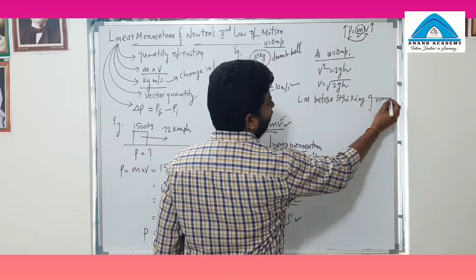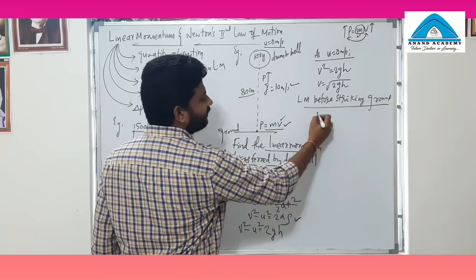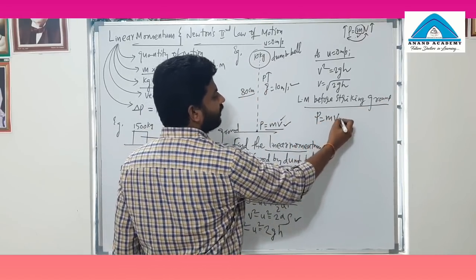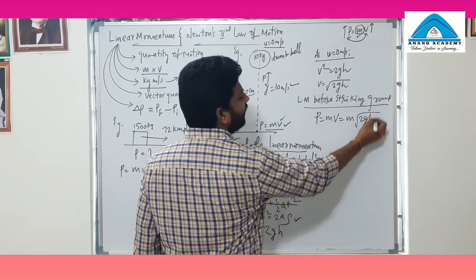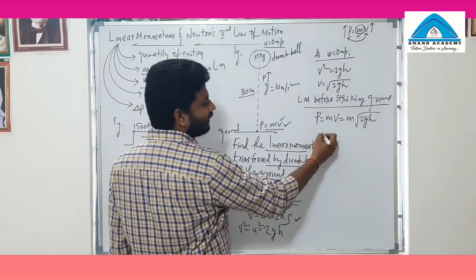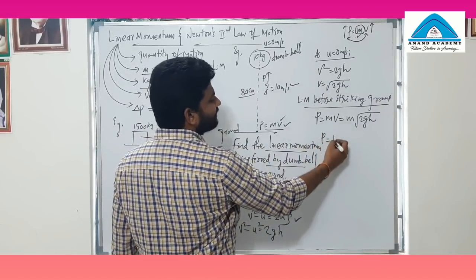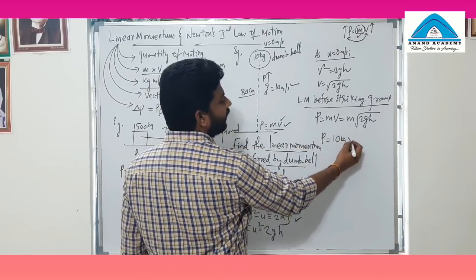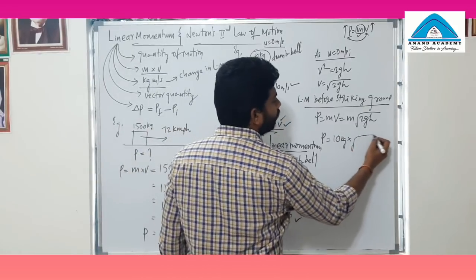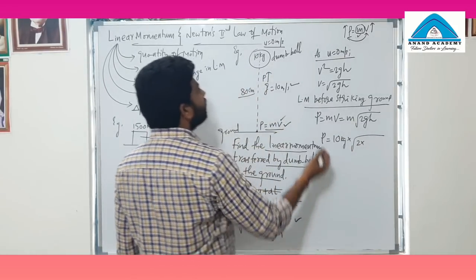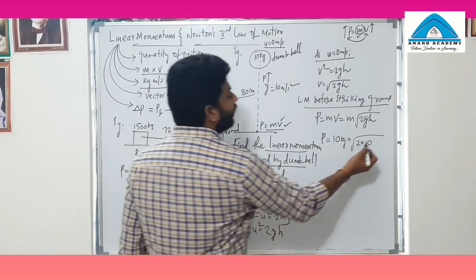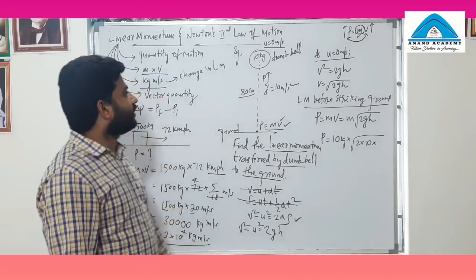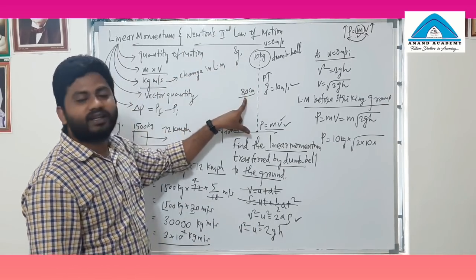Linear momentum before striking the ground, P is equal to M into V, where V is the square root of 2GH. Just substitute everything, you get the answer. P is equal to mass, which is 10 kilogram, into square root of 2 into G. G is what here? They have clearly mentioned it is 10, right? Into H. H, you carefully see, they have mentioned as 80 centimeters.